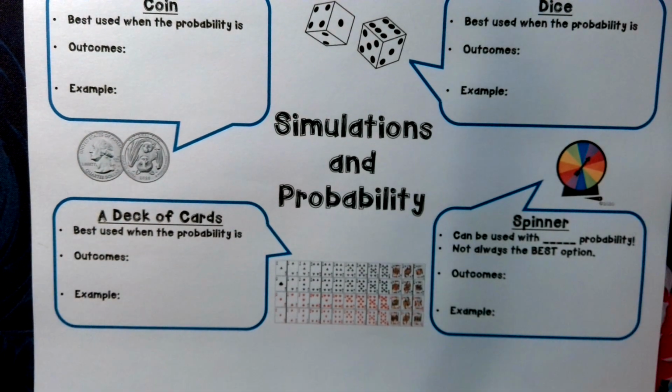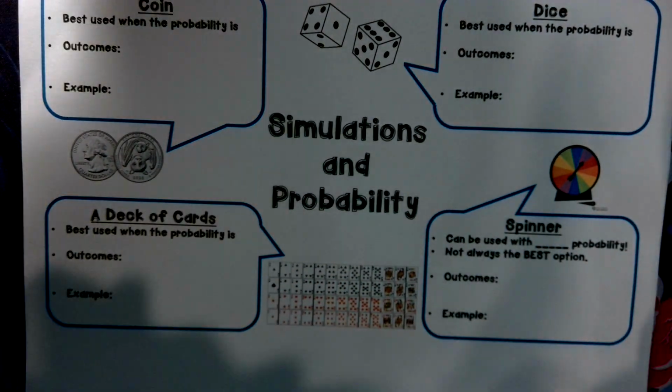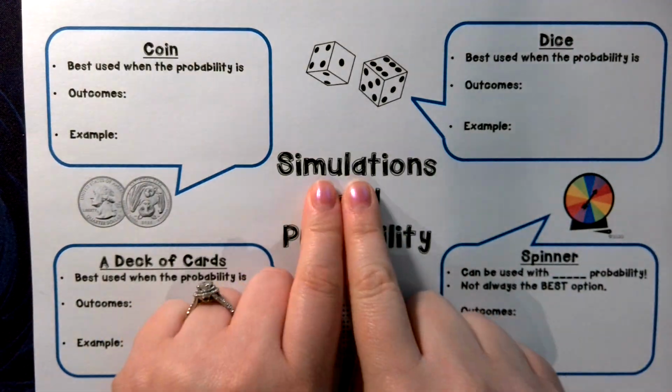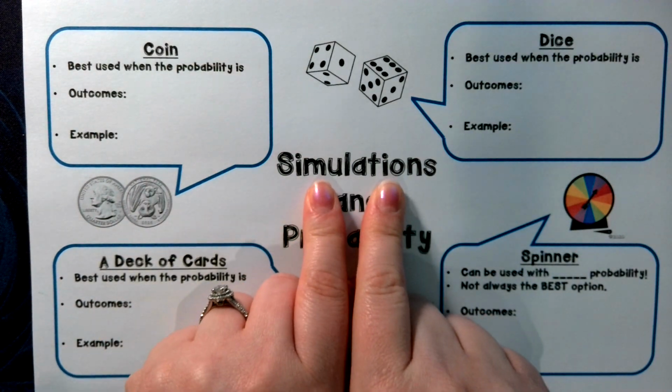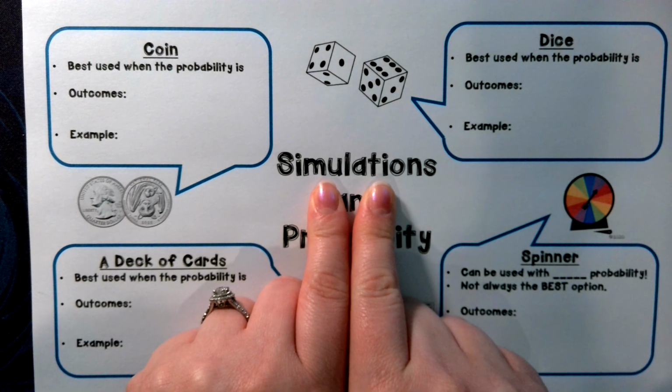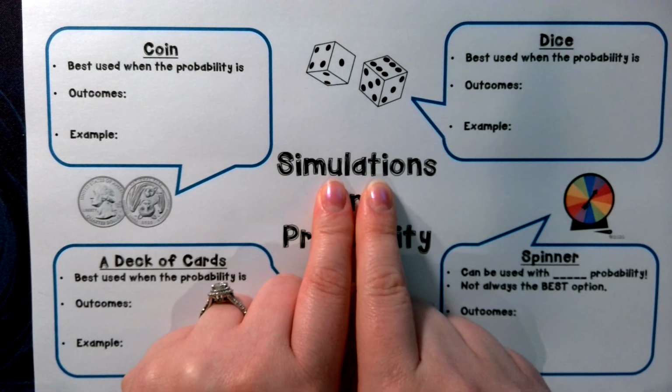Alrighty, so now our next section is going to be talking about simulations and probability. So when we simulate something, that means that we're not actually going to do it. We're going to do something else to represent it.